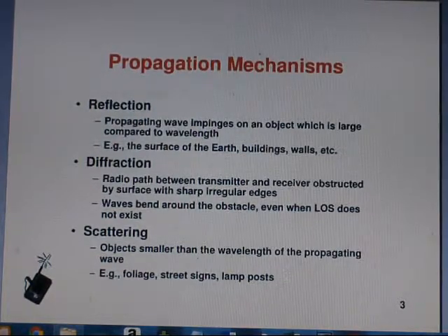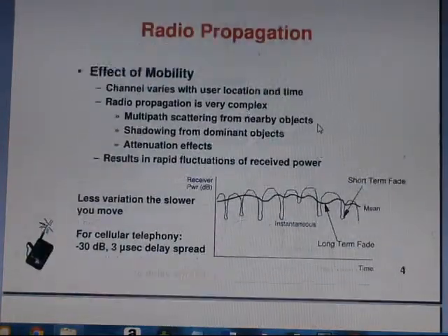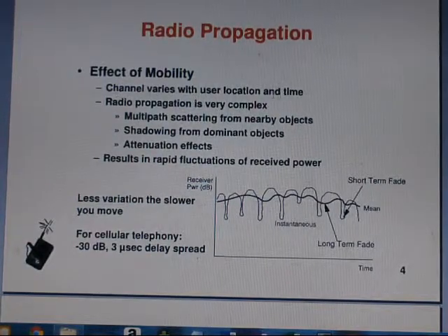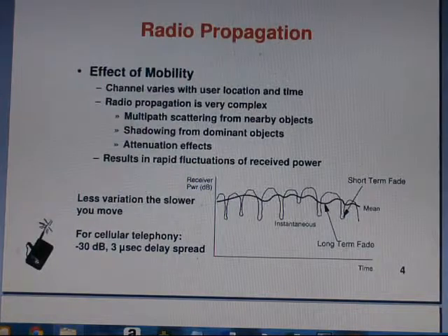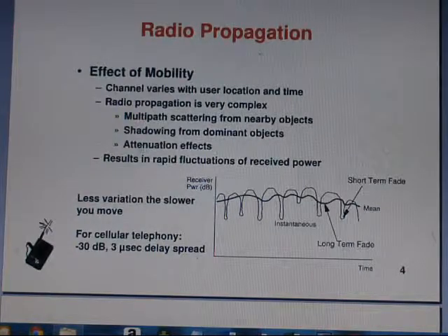This is about the propagation mechanisms. So radio propagation is affected by mobility. The radio channel varies with user location and time. Radio propagation is very complex. Multipath scattering from nearby objects, shadowing from dominant objects, and attenuation are the effects. So they change with location and time, and are very complex.